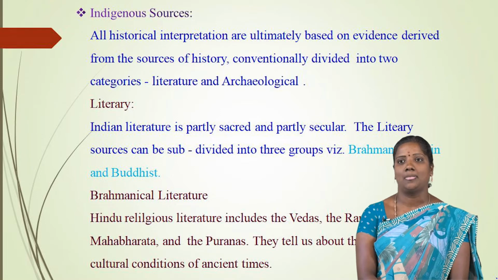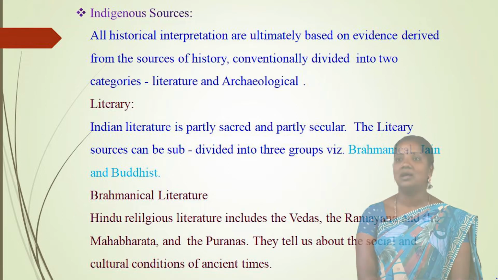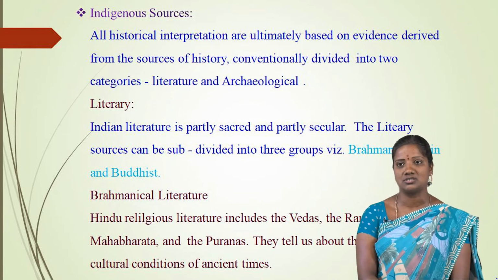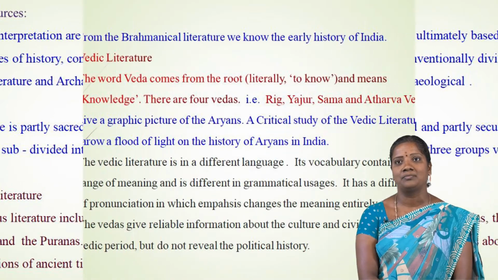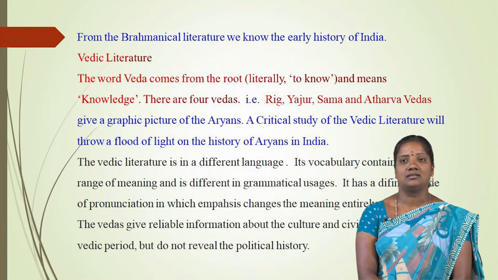Brahmanical literature. Hindu religious literature includes the Vedas, the Ramayana, the Mahabharata and the Puranas. They tell us about the social and cultural conditions of ancient times. From the Brahmanical literature, we know the early history of India.